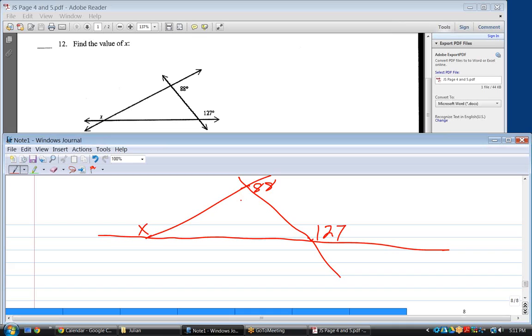Wait, so it has to be parallel. Oh, there's no parallel going on here. That's not what these arrows mean. And so those two angles have to equal 180. That's what you meant to say. Oh, yeah. Okay, so that's 92. Okay, what's this one down here? 92? Oh, wait, no.